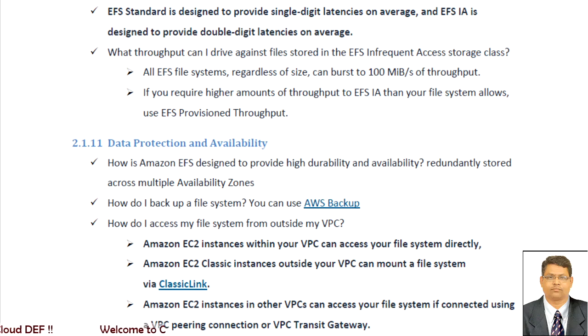What throughput can I drive against files stored in the EFS Infrequent Access storage class? All EFS file systems, regardless of size, can burst to 100 MB/s of throughput. If you require higher amounts of throughput to EFS IA than your file system allows, use EFS Provisioned Throughput.